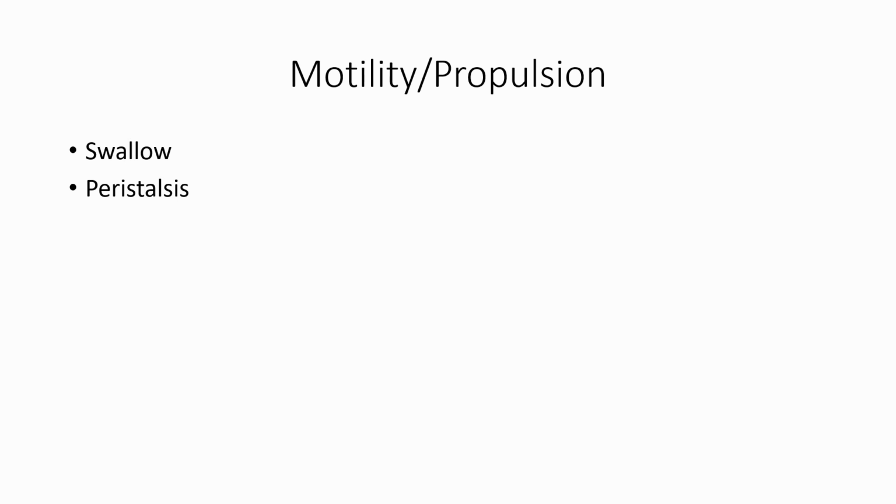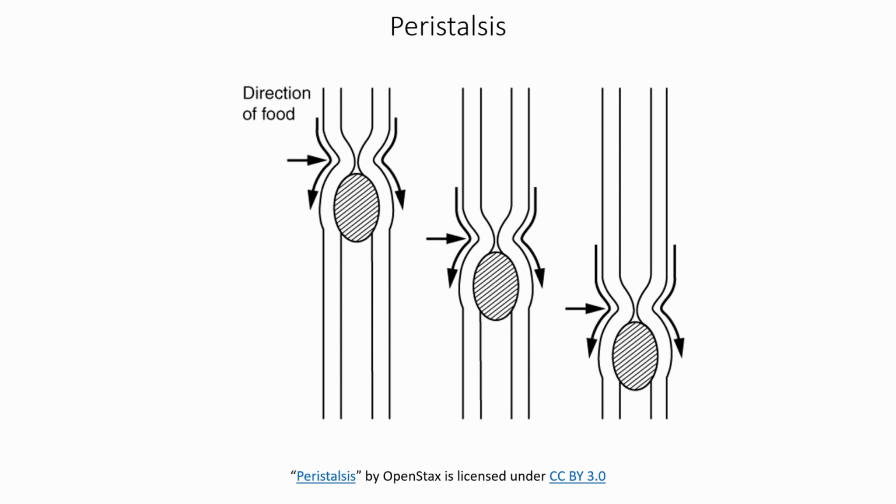So let's talk about motility and propulsion. This has really two parts, which is swallowing and peristalsis. Swallowing is pretty straightforward, but peristalsis you might not realize or might not remember, or maybe you've never heard of it. But peristalsis is just a rhythmic, wave-like muscle contraction.